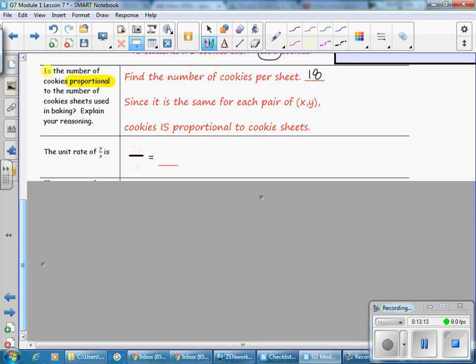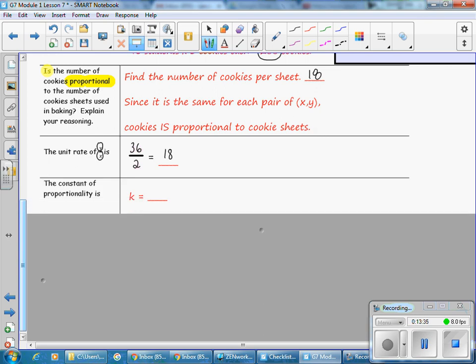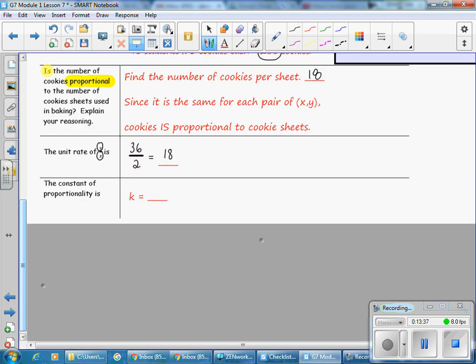So the unit rate for y divided by x, you find that by looking at a pair of the numbers. So we have 36 cookies over 2 sheets, and 36 divided by 2 is 18. So remember, it's y divided by x to find your unit rate. The constant of proportionality, that's the same thing as the unit rate, which is 18.